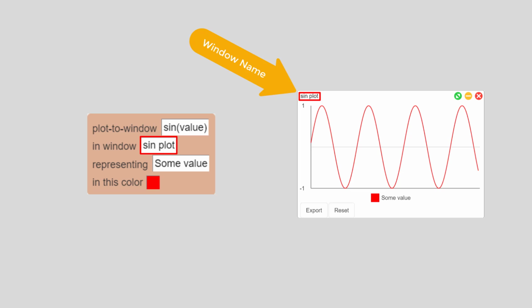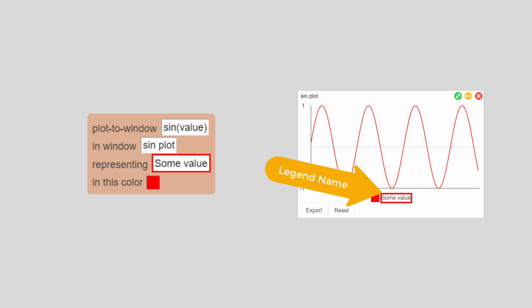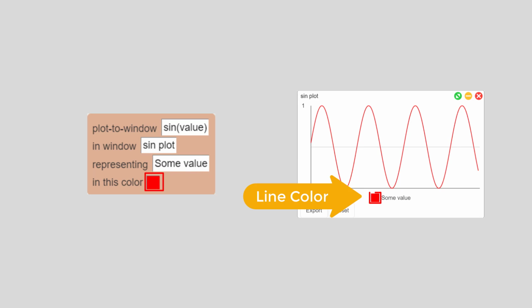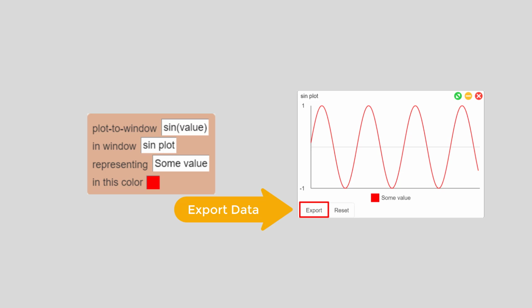You can have multiple graphing windows, but if you want to gather all the data in one graphing window, then you need to give all the agents the same window name when you set up the Plot to Window action. The third parameter, called representing, sets the legend name. In the fourth parameter, you can set the color of the graph line. All the data you collect can be exported by pressing the Export button, which will give you a CSV file.